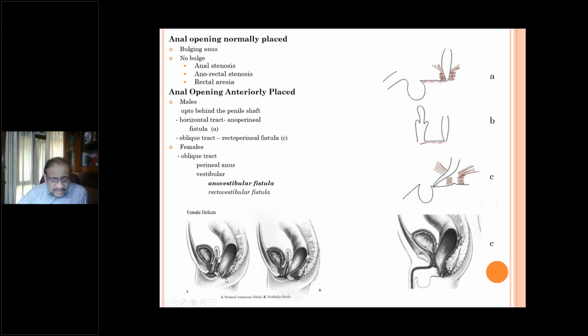It would appear something like this. In one, it is like this. In the other, what's happened? The whole thing is displaced anteriorly. Here, the whole thing is displaced anteriorly. Right? So the males look something like this. In the female, it is a vestibular fistula. So either rectovestibular or it could be an anovestibular defect.